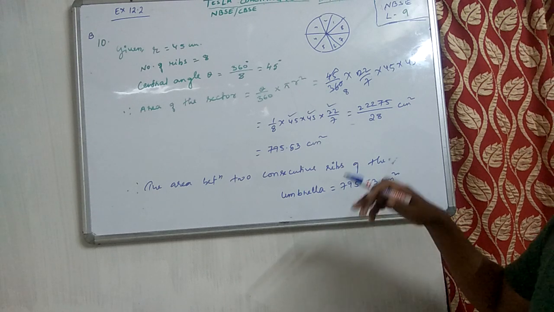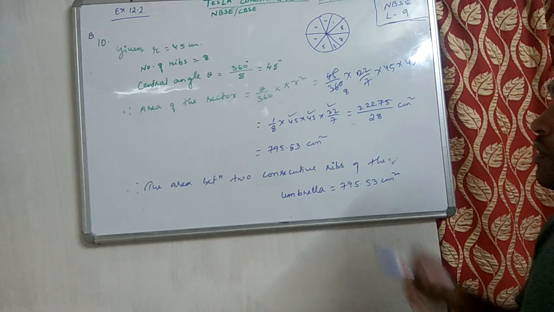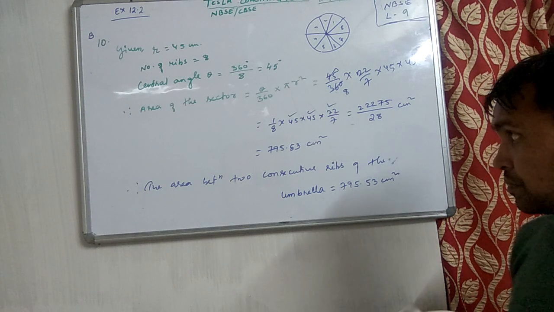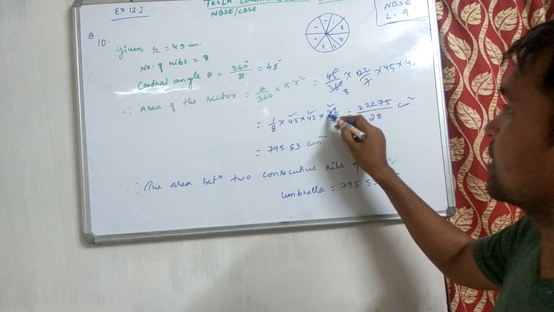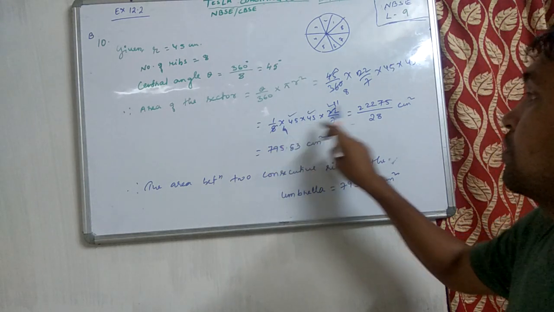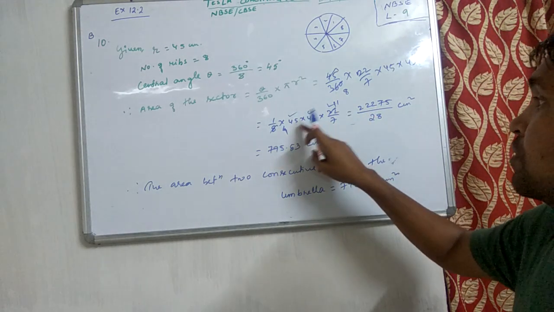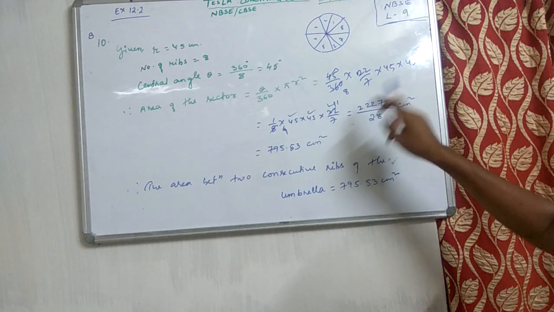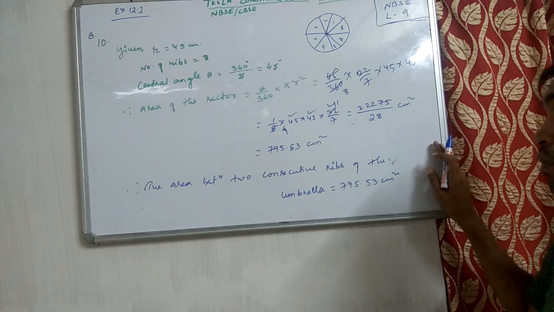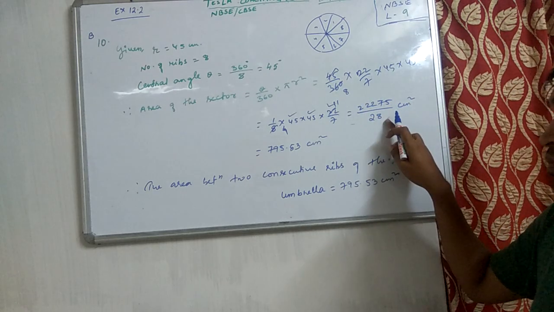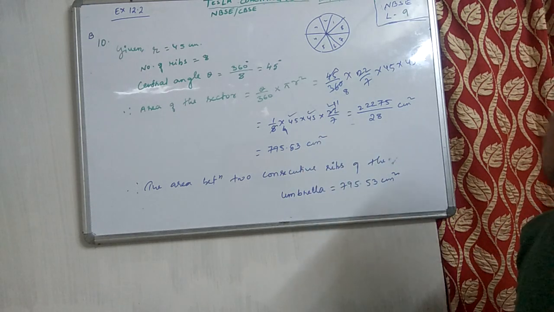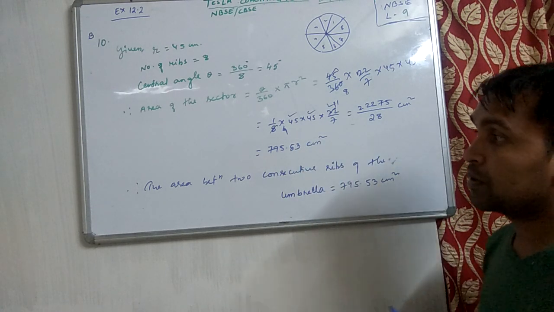Cancellations can also be done. You can cancel by 2 to get 11, and here it will be 4. So 4 sevens are 28, and 45 into 45 into 11, if you multiply, you will get 22275 centimeters square. When we divide this by 28, we get 795.53 centimeter square. Hope you have understood.